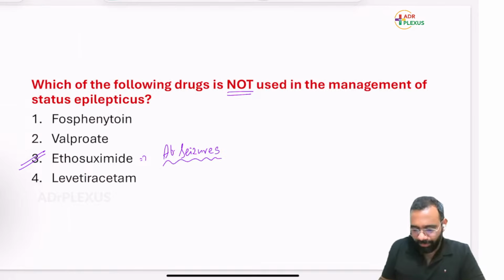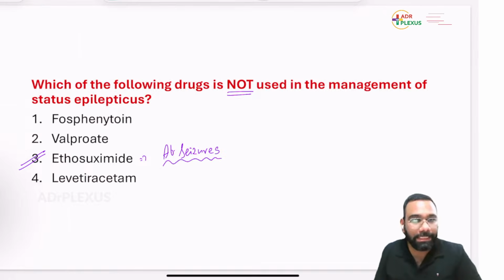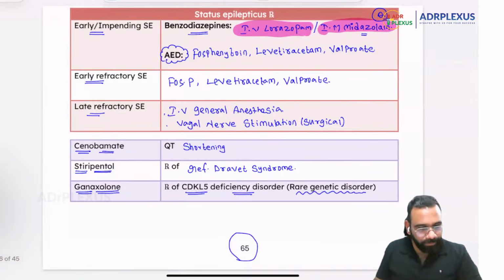It is used in absence seizures. So that's all about this status epilepticus part. Now come to the next one here.